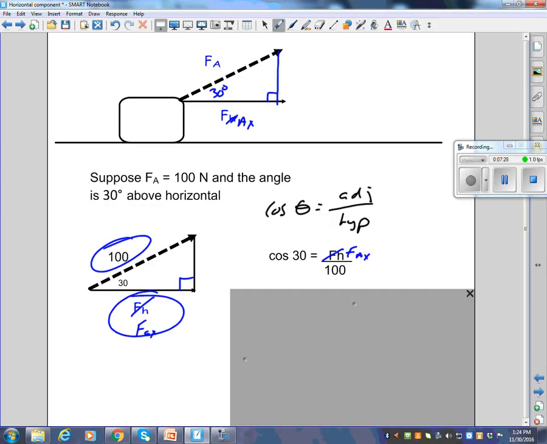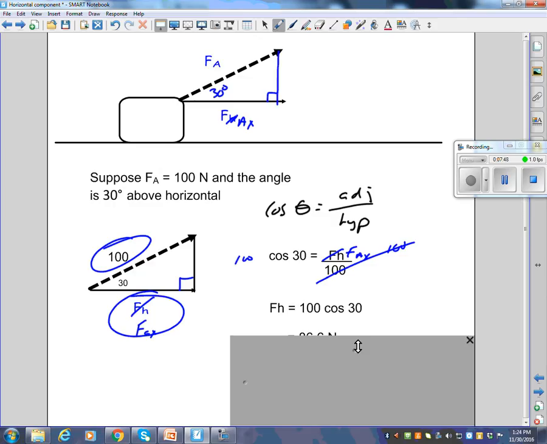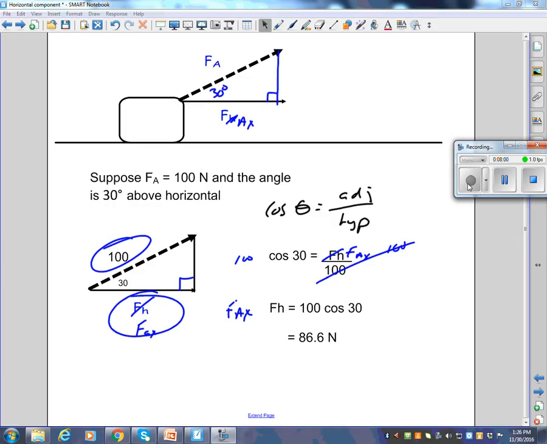How do you solve that? How do you get FAX all by itself? It's attached by a divide by 100. So multiply by 100 to cancel. So you're going to get FAX or FH is equal to 100 times cosine 30, which is 86.6.